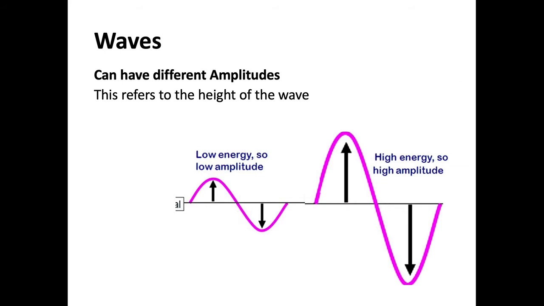Waves, which are used to transfer energy, can have different amplitudes. That means they can have different heights. A low energy wave has a low amplitude, it's less high, versus a high energy wave is going to have a higher amplitude. We don't need to worry about that too much, but I want you to keep that in mind when you're looking at some of the images you might see. So low energy, low amplitude; high energy, high amplitude.